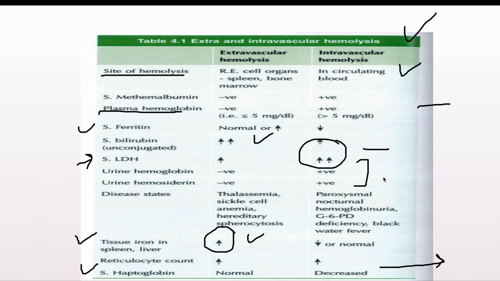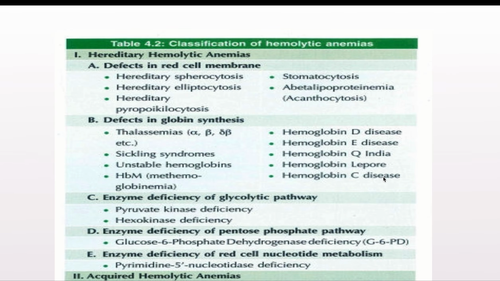Now there are certain diseases which show extravascular hemolysis, certain diseases which show intravascular, and a few diseases which overlap also, okay. That we will discuss when we discuss each and every individual disease. Now going to the classification of hemolytic anemias, we will discuss the classification, then we will go to the main peripheral blood findings which we see in all hemolytic anemias, okay.